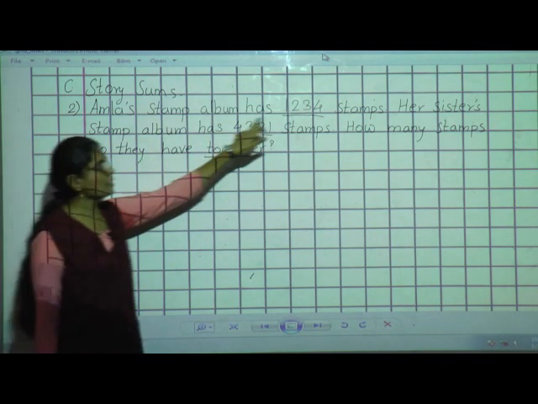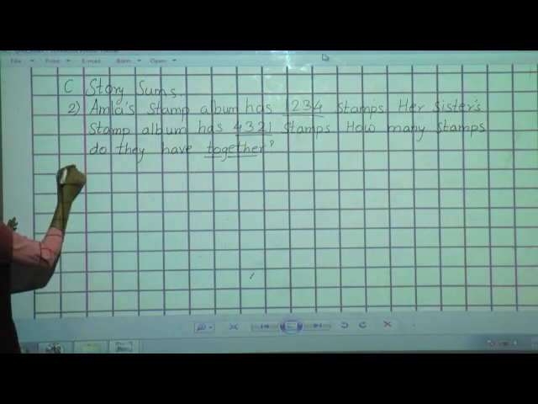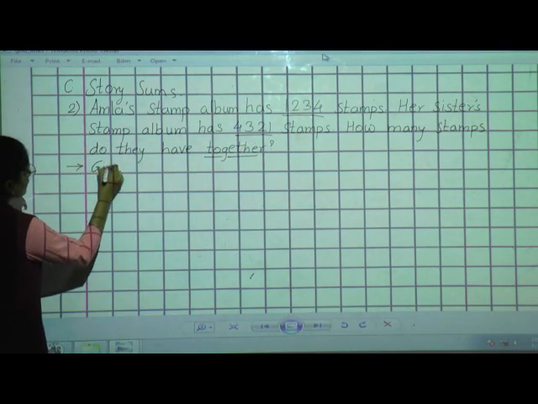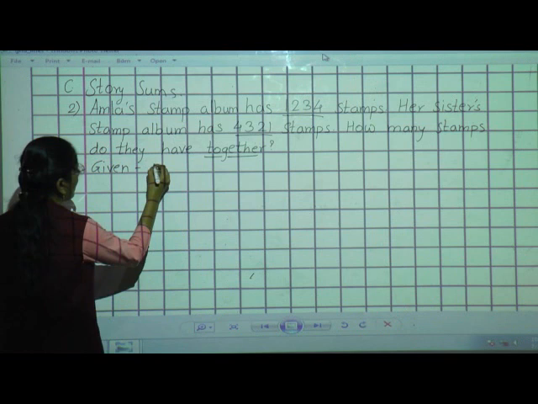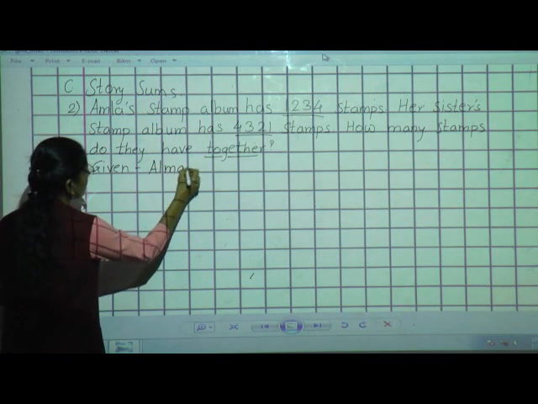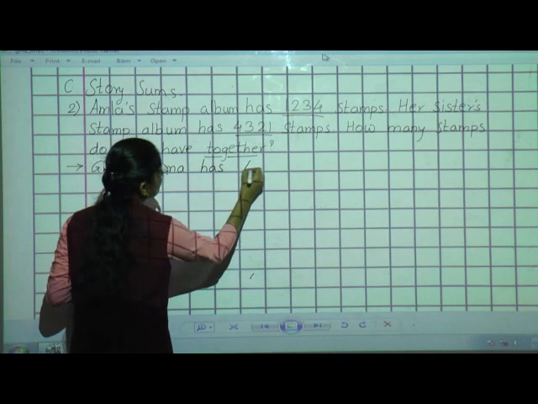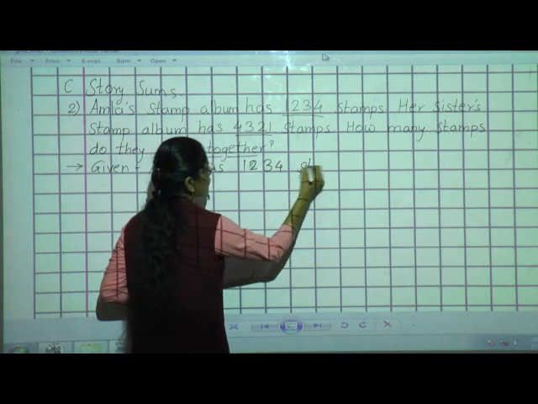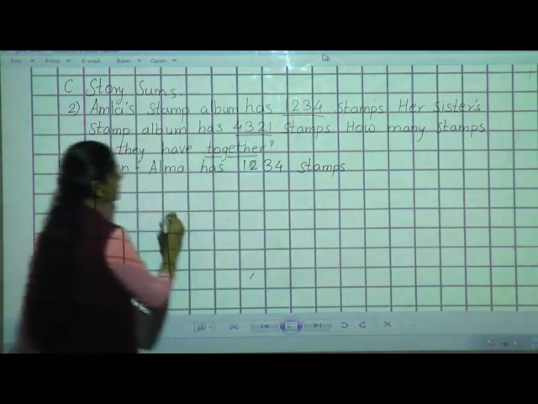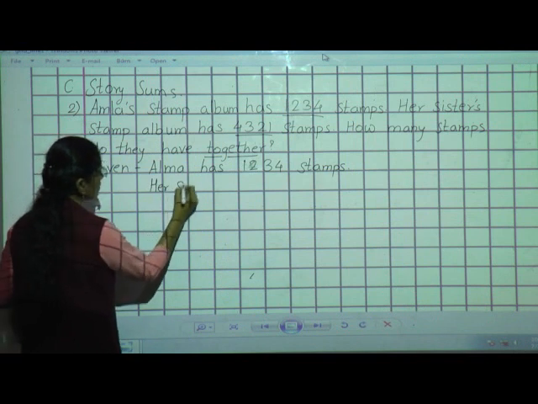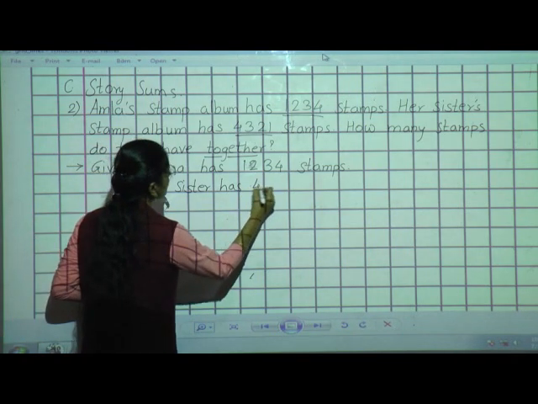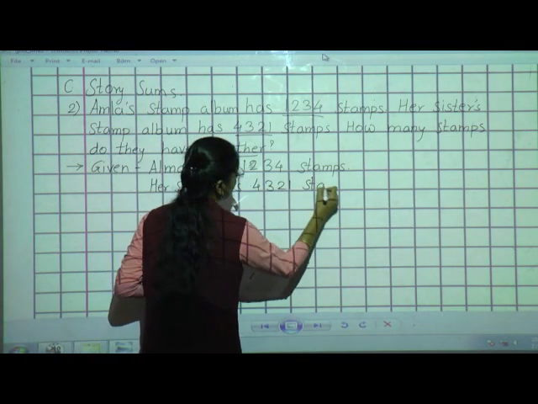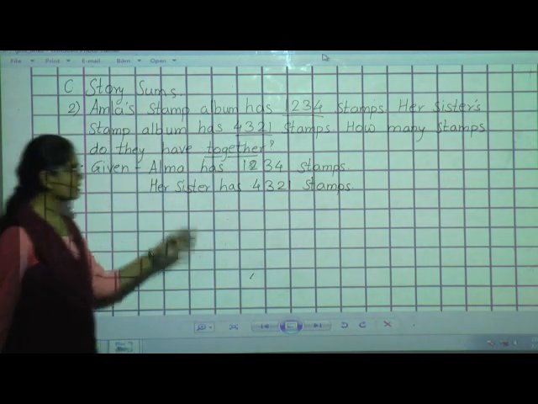Now see, these are 4-digit numbers. So first what we will do, we will write the given. What they had given us? Amla's stamp album has, in short we will write, Amla has 1234 stamps. Her sister has 4321 stamps. Now we will add these two numbers together.